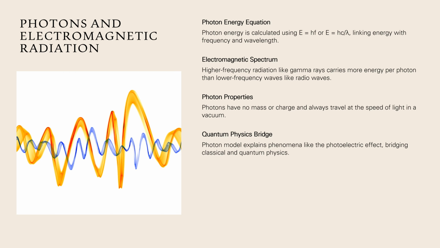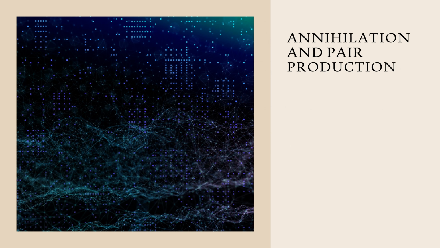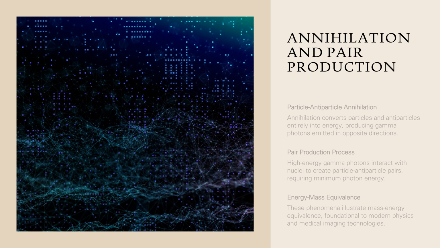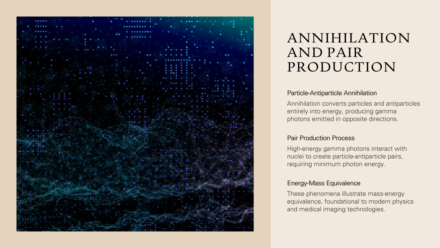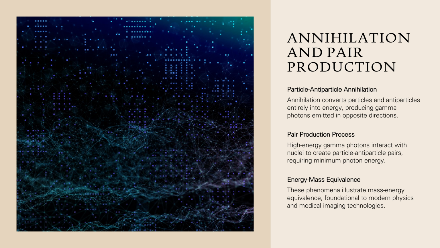Photons have no mass, no charge, and always travel at the speed of light in a vacuum. The photon model is essential for explaining phenomena that cannot be accounted for by classical wave theory, including the photoelectric effect. Annihilation occurs when a particle meets its corresponding antiparticle, resulting in their complete conversion into energy. For example, when an electron and a positron annihilate, they produce 2 gamma photons, each with an energy of 511 keV, emitted in opposite directions to conserve momentum.